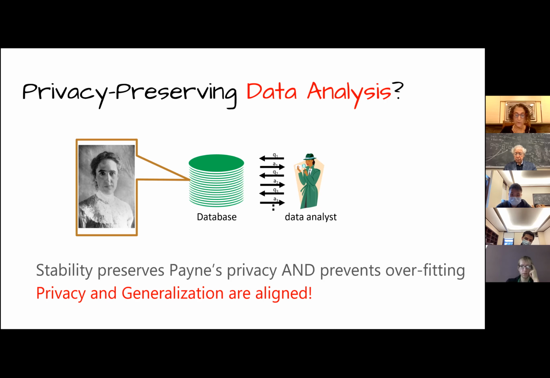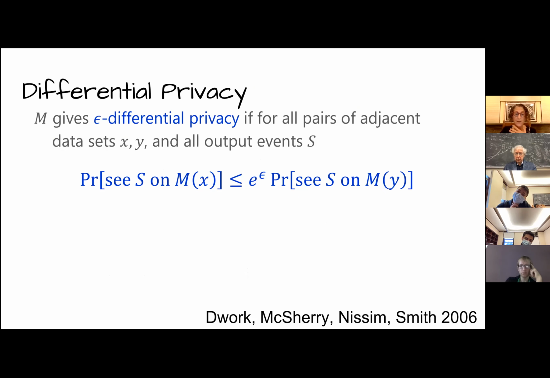Okay, so privacy and generalization are aligned. Good, so here's the definition. Now I need to explain a few terms before we can understand the definition. Sometimes PowerPoint advances on its own, okay. Our algorithms are called mechanisms and they're denoted by the letter M. So M is just an algorithm that operates on a data set. And my data sets in this equation are going to be called X and Y.